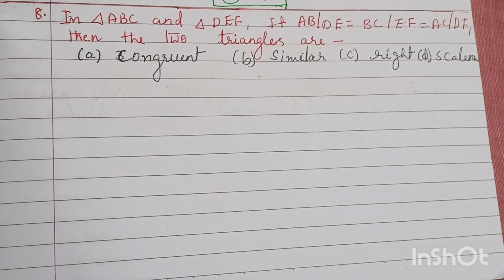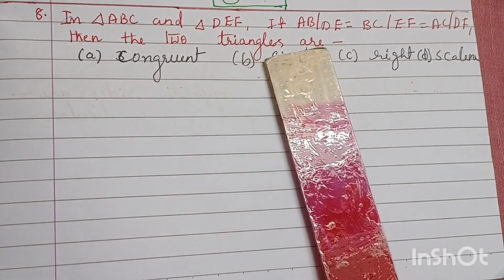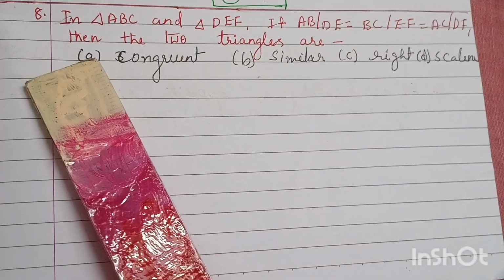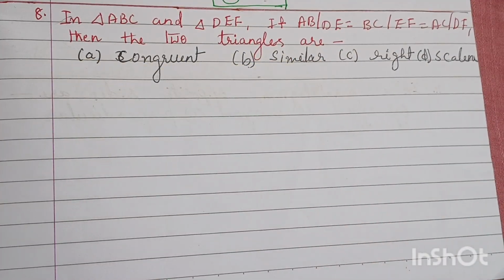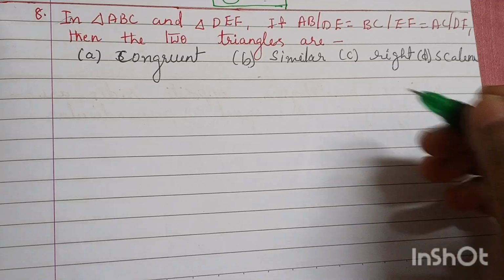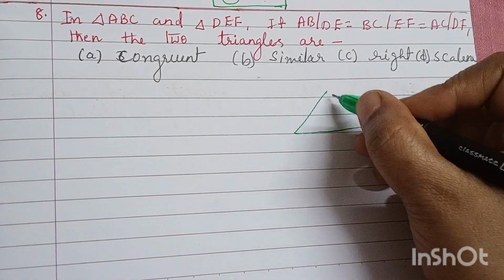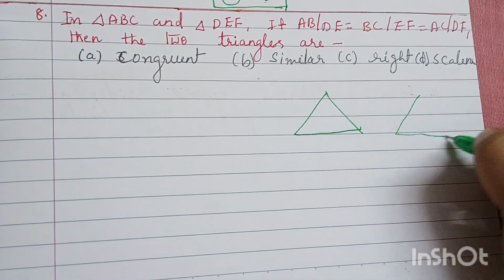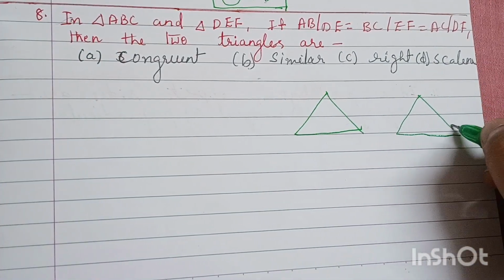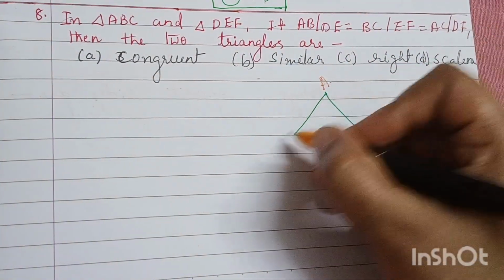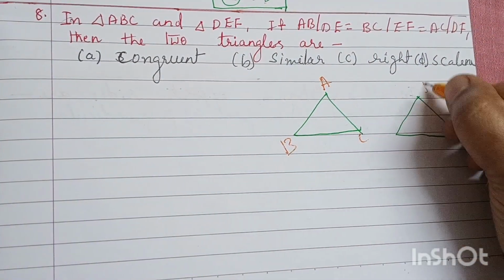Next question. In triangle ABC and DEF, if AB parallel to DE, BC parallel to EF, AC is equal to DF, then the two triangles are. In triangle ABC and DEF, you can write and see. So the triangle name is ABC and here DEF.